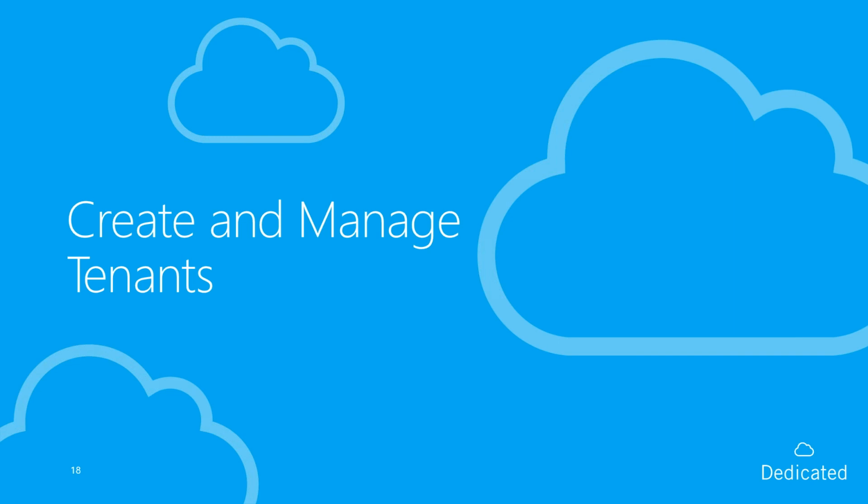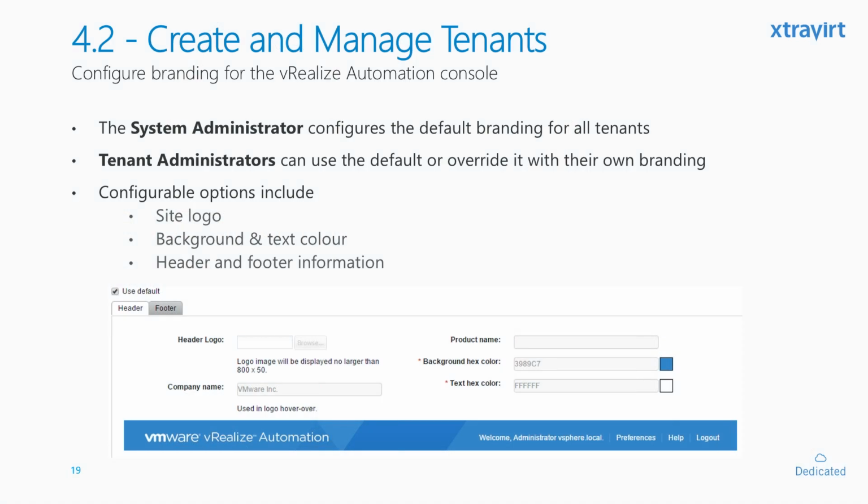Okay, so objective 4.2. Configure, so it's create and manage tenants, and the first slide is going to be about configuring branding for the vRA console. We know that it's the job of the system administrator to configure the default branding, which spans across all tenants, but the tenant administrator can actually override this with their own branding, and they can configure things like site logo, the background color, and the text color, and also the header and footer information. So that's things like your copyright and your help link.